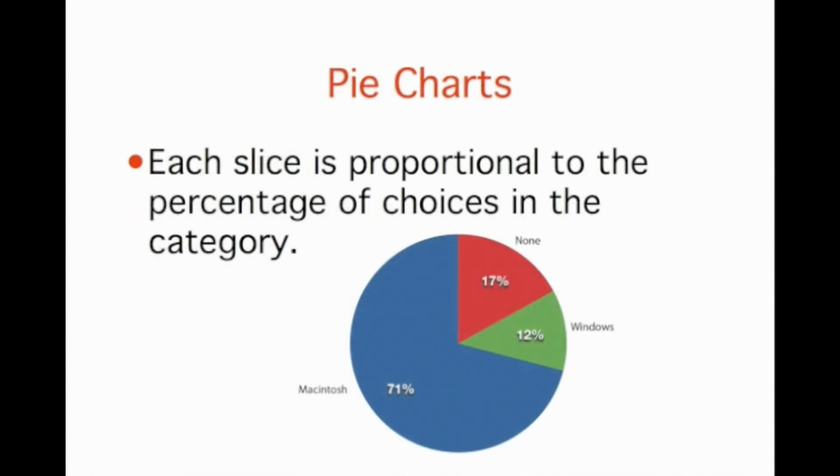The pie chart in the figure shows the results of the iMac study. In a pie chart, each category is represented by a slice of the pie. The area of the slice is proportional to the percentage of responses in the category. Although most iMac purchasers were Macintosh owners, Apple was encouraged by the 12% of purchasers who were former Windows users and by the 17% of purchasers who were buying a computer for the first time.